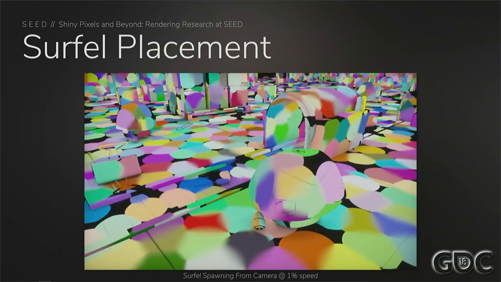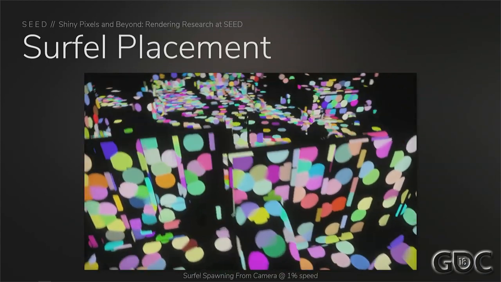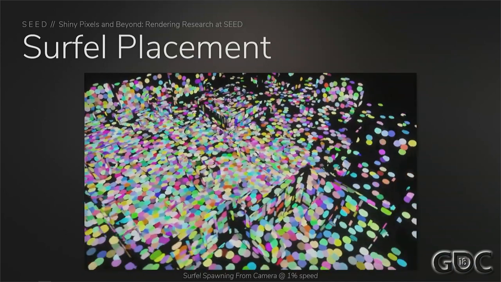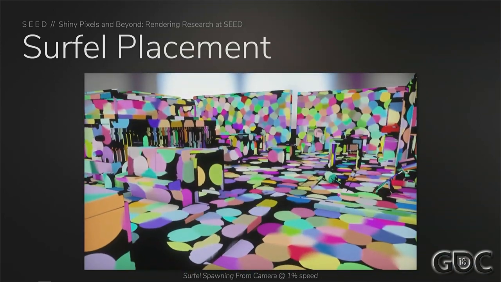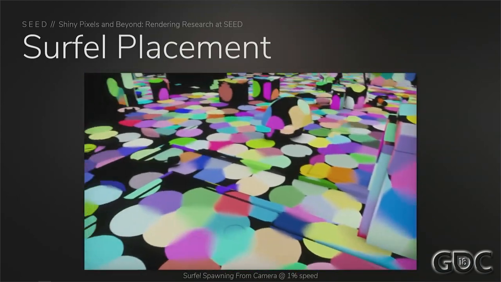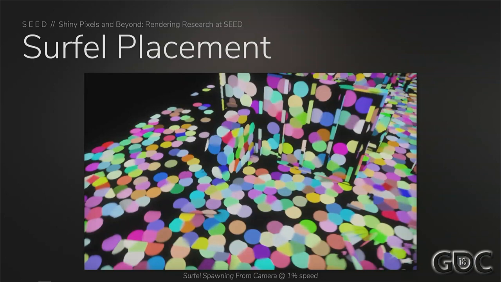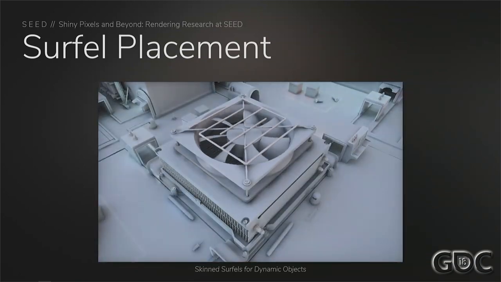And so once a circle is spawned, it gets added to this global pre-allocated array with atomic add. And in this case, in the video you're seeing there, I had to slow it down to around 1% because otherwise it's just too fast. You wouldn't see the circles appear progressively. And so this is what it looks like on dynamic objects. So once circles get allocated, they get skinned and they stick to them.